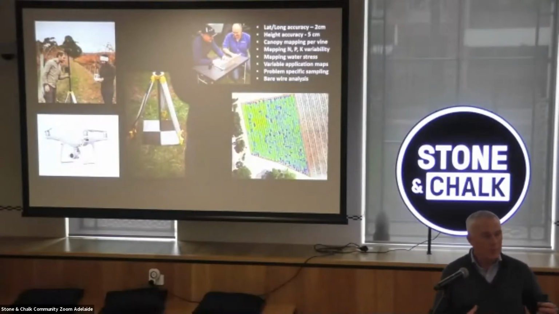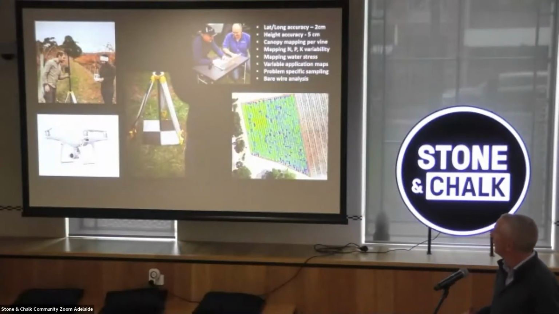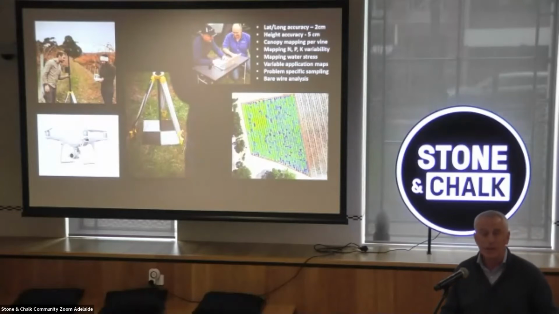So it really starts from us going out into the vineyard and recognising the fact that we're collecting this data at lat long level, at the height level, so a couple of centimetres, 5 centimetres in terms of height. All of that becomes really important when you're starting to have a look at a canopy and down to the leaf type level of a vine.